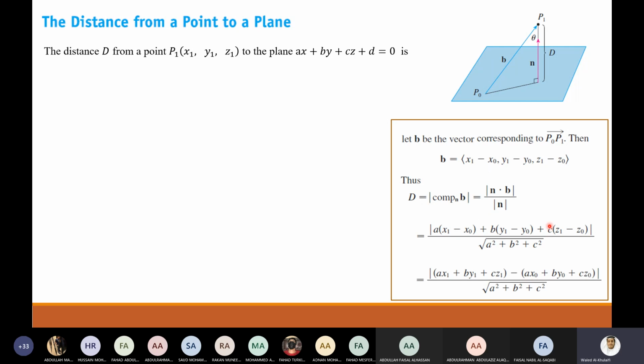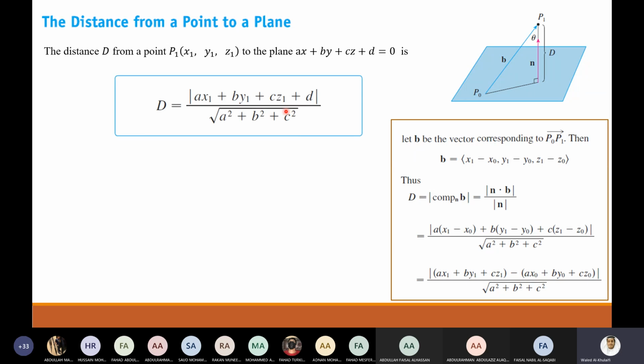Everything is nice here, and then we gather x1, y1, z1 together. But this will give you D automatically. Sorry, it will give you negative D, because P naught is on the plane. So when you substitute x naught, y naught, z naught, it automatically gives you negative D. So we put negative D here, and you get plus D. This is the formula of the distance from a point to any plane you want.